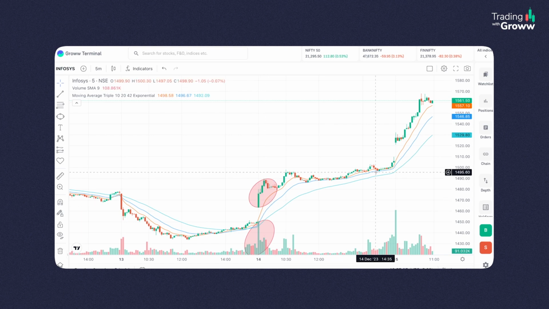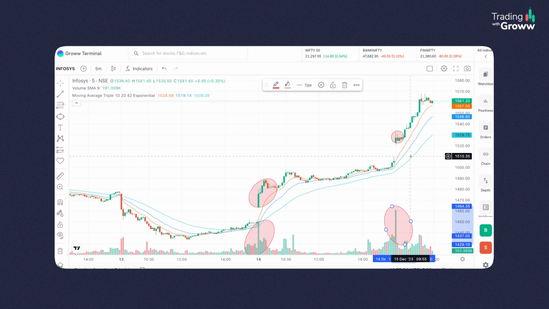So for the entire day, the red line did not go below the blue line, which means that the trend is intact. When the trend is so strong like this, you can see a continuation of the trend also. The same thing happened the next day, where Infosys gapped up and there was a huge increase in the volumes at the morning open itself. So that again shows a double confirmation that this particular trend is going to continue for a while.